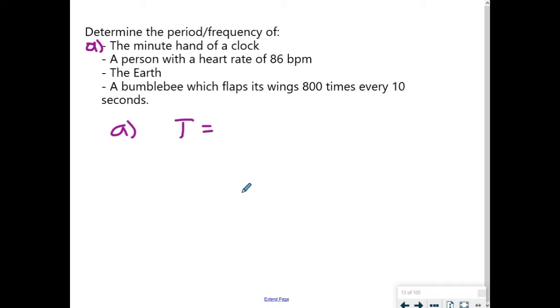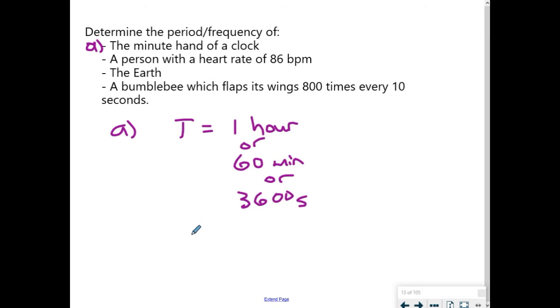60 minutes. That'll work, right? Because the minute hand of a clock goes all the way around in 1 hour. That's the period of a minute hand of a clock, right? 1 hour. Or I could make that 60 minutes. Or I could make that 3,600 seconds. Really, all of those would be a valid way of describing the period of a minute hand going all the way around. It happens like clockwork. That's literally where the word comes from, right? Like clockwork is a periodic function.